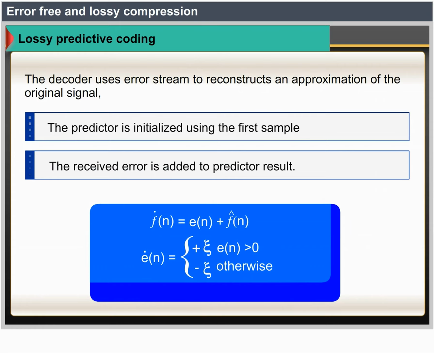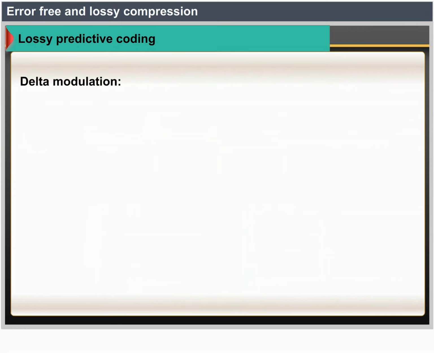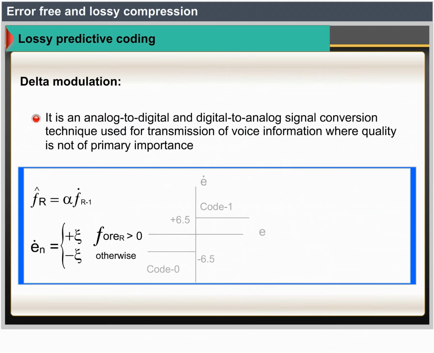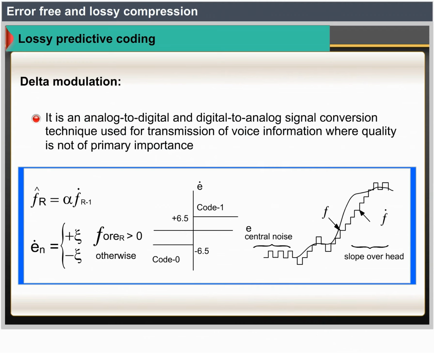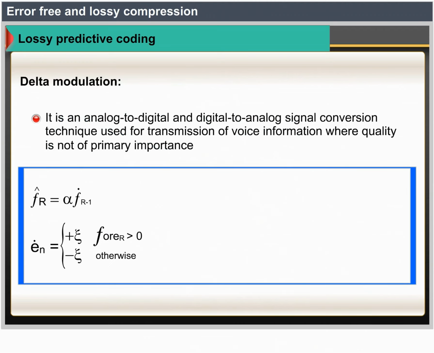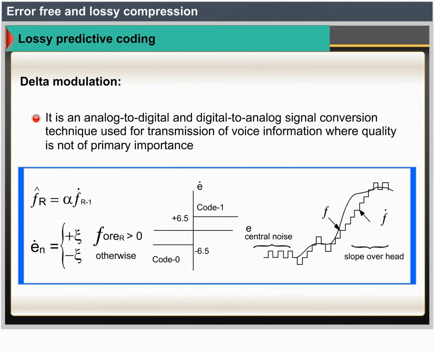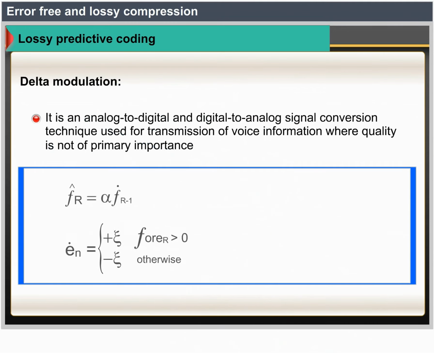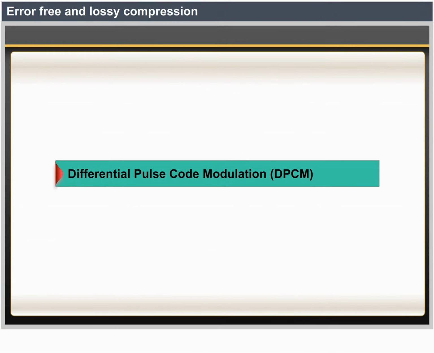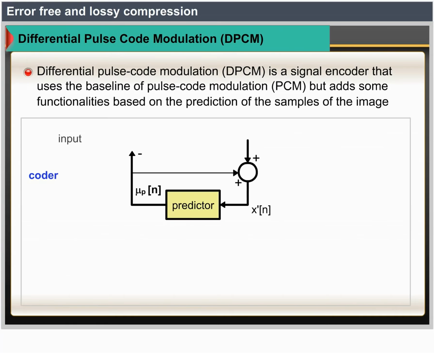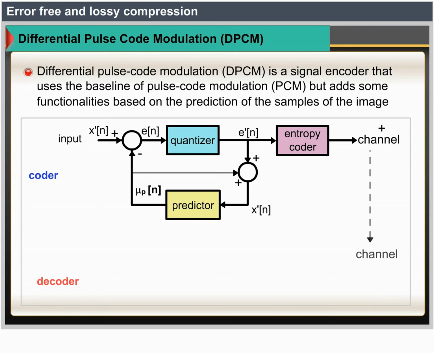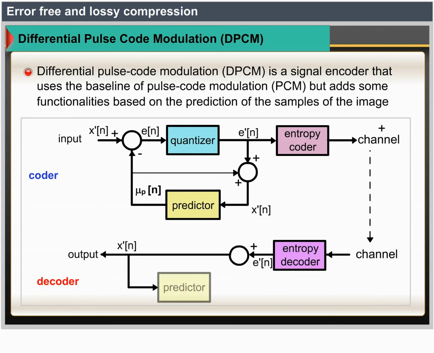Delta modulation. It is an analog to digital and digital to analog signal conversion technique used for transmission of voice information where quality is not of primary importance. Differential pulse code modulation, DPCM. DPCM is a signal encoder that uses the baseline of pulse code modulation, PCM, but adds some functionalities based on the prediction of the samples of the image.